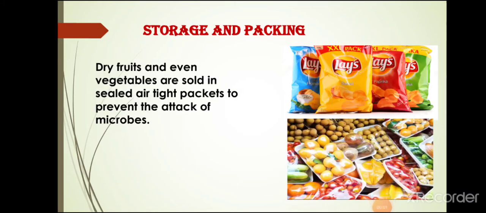Next is storage and packing. In storage and packing, these days you have seen that chips, dry fruits and vegetables are all sold in sealed airtight packets. Why do they come in sealed airtight packets? Because it prevents the attack of microbes and we can use it for a long period.